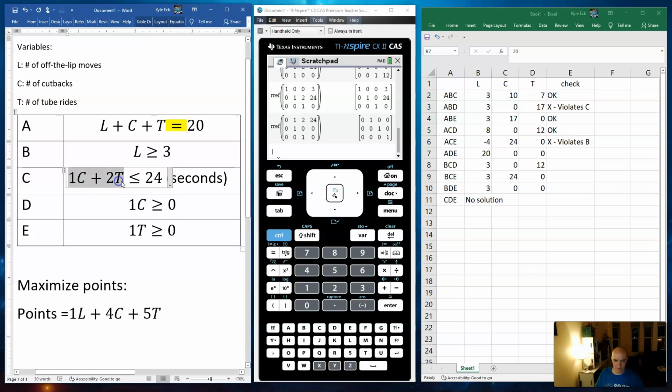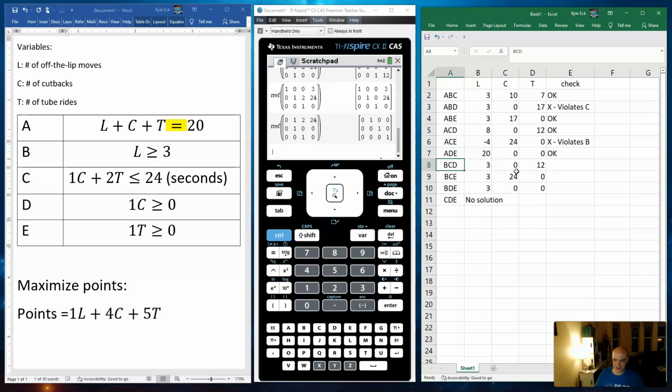And 0 plus 0 here is okay because it's less than 24, and the time constraint didn't really apply to the off the lip move, so this is okay. Might not get her very many points because the off the lip moves aren't worth very much, but it is technically a potential corner. Now let's look at some of these other ones.